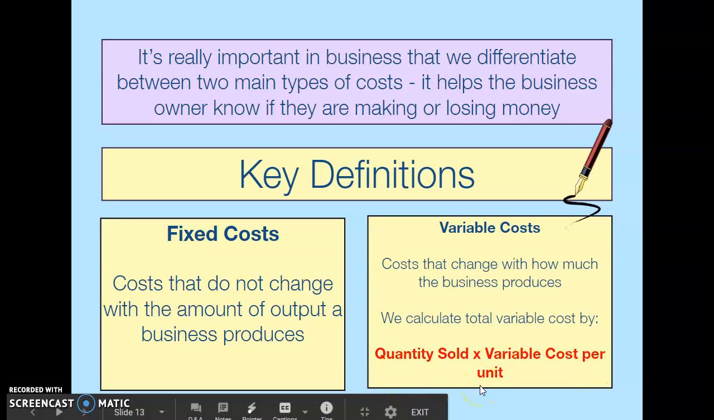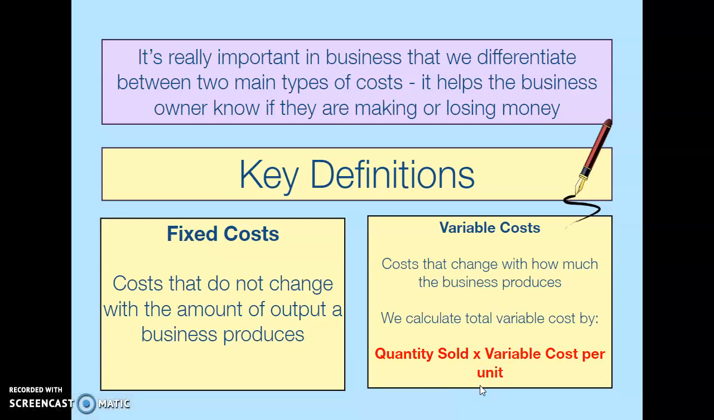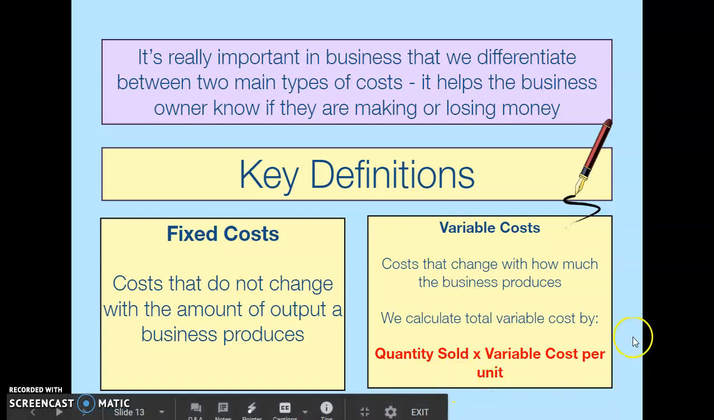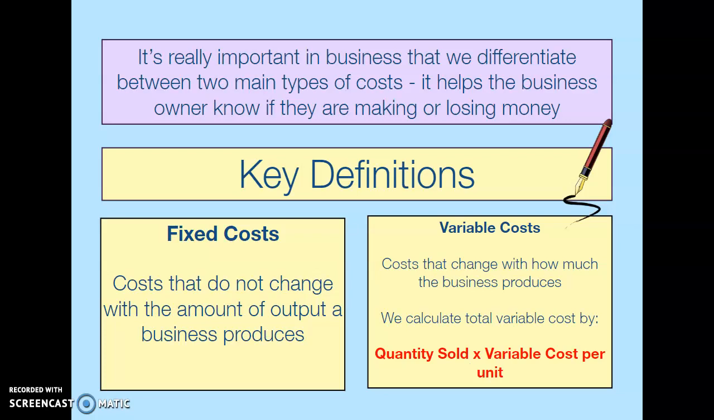So let's imagine it costs me 20p to produce a bar of Dairy Milk. If I have made in one day 1,000 bars of Dairy Milk, then to calculate the variable cost, I'm going to do 1,000 times 20p, and I'm going to get my total variable cost. So it's quite simple, you just need to get used to these kinds of definitions.